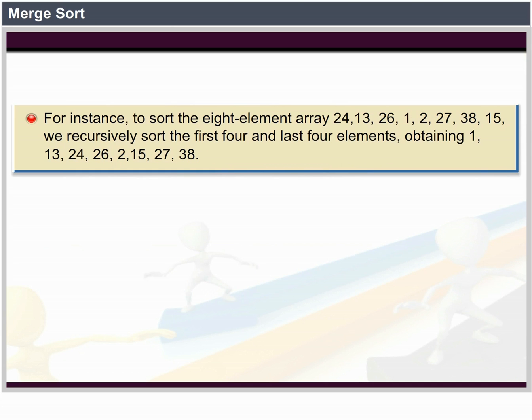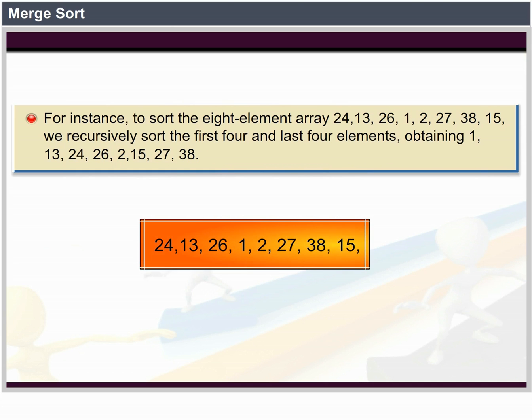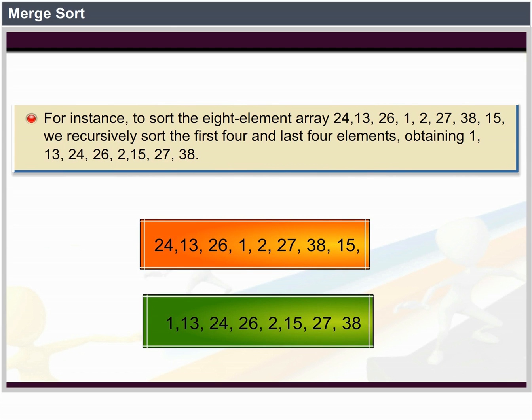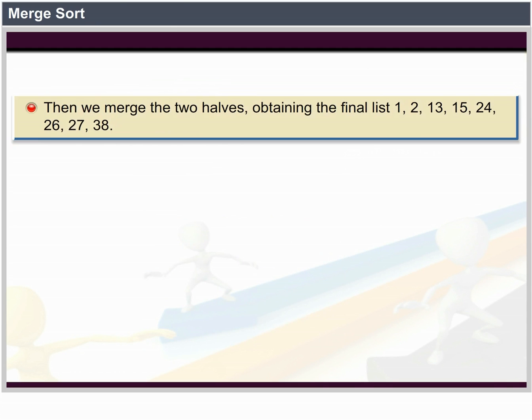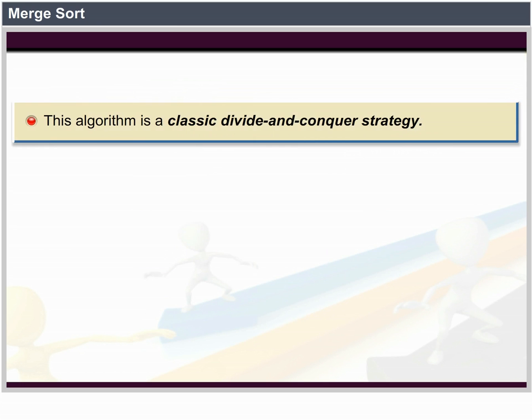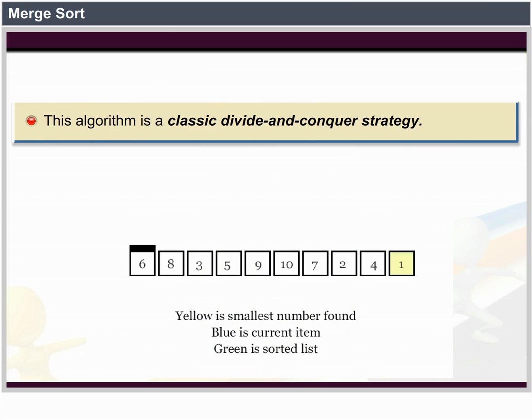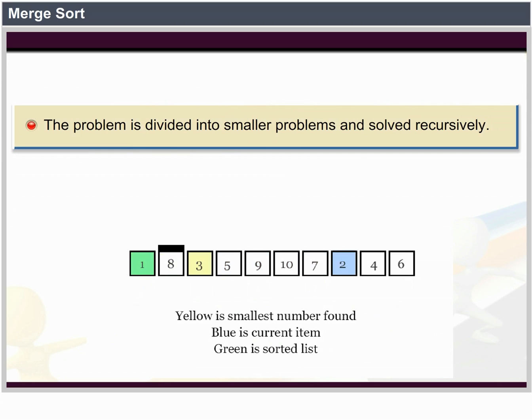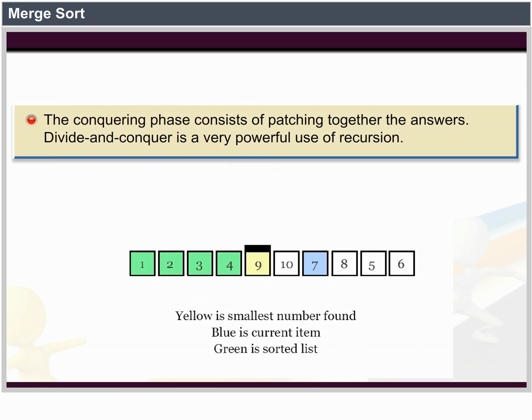For instance, to sort the 8-element array for the given sequence, we recursively sort the first 4 and the last 4 elements, obtaining the result. Then we merge the two halves, obtaining the final list as shown here. This algorithm is a classic divide and conquer strategy. The problem is divided into smaller problems and solved recursively. The conquering phase consists of patching together the answers. Divide and conquer is a very powerful use of recursion.